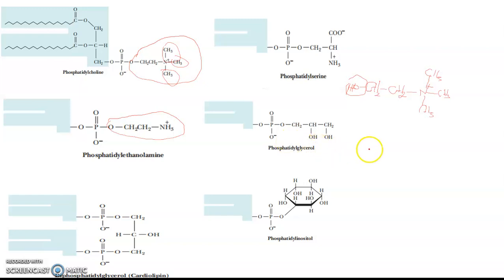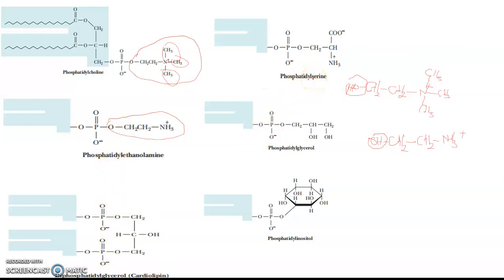For ethanolamine, we have OH to CH2 and NH3 plus. So this is an ethanolamine. It is the hydroxyl group that is esterified to the phosphate group. That is why it is called phosphatidylethanolamine.